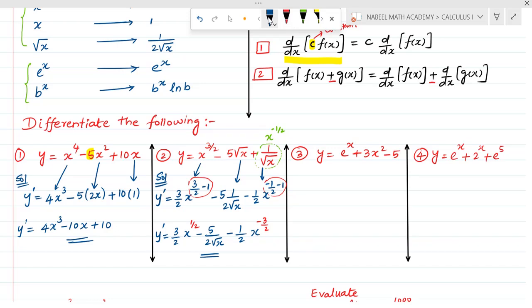Now the next one we have y prime. Y prime is equal to... what is the derivative for the first term? It is e power x. Then plus 3, which is a constant, like a c. You have to fix it.